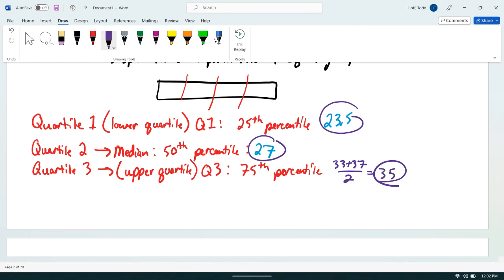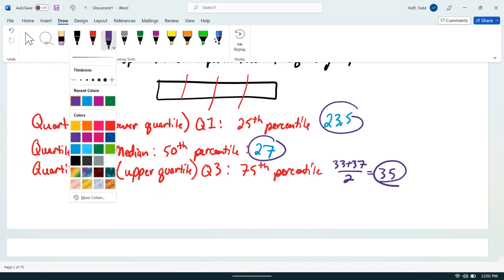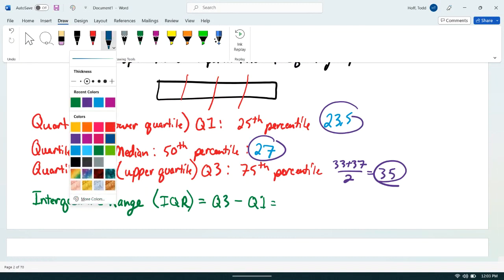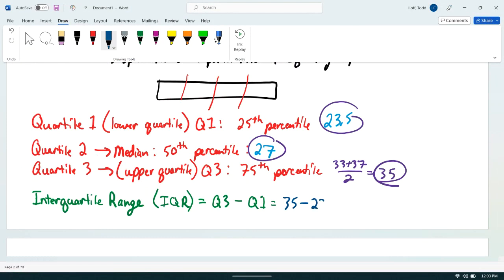Now, these quartiles are important in themselves because they give us another measure of spread called the interquartile range. From here on out, just abbreviated IQR. And the interquartile range is the third quartile minus the first quartile, the Q3 minus Q1. So here that would be 35 minus 23.5, or 11.5.